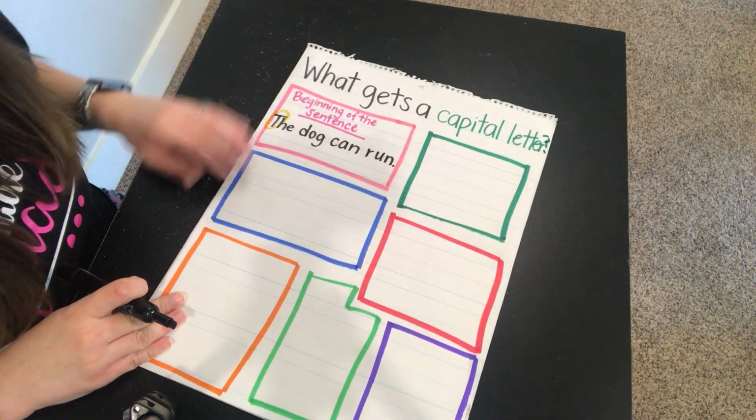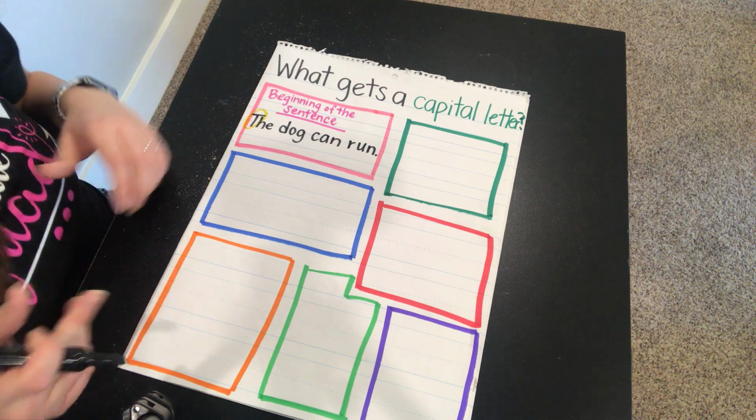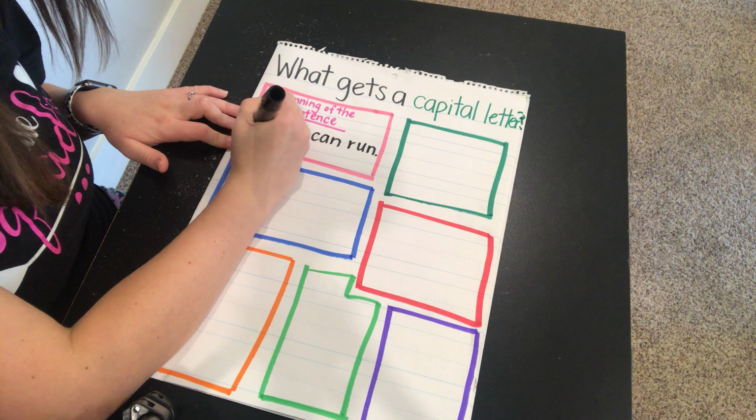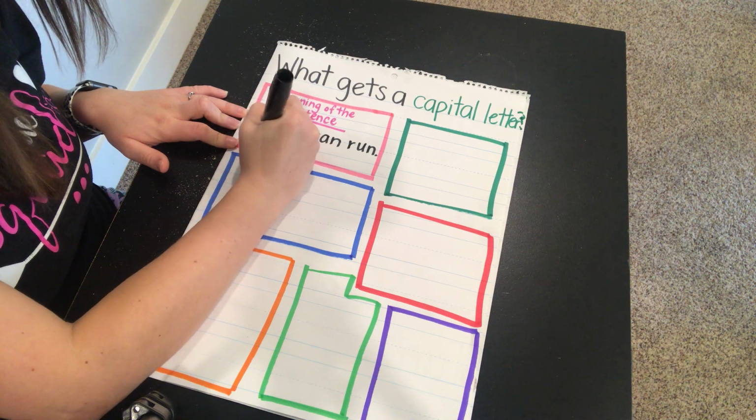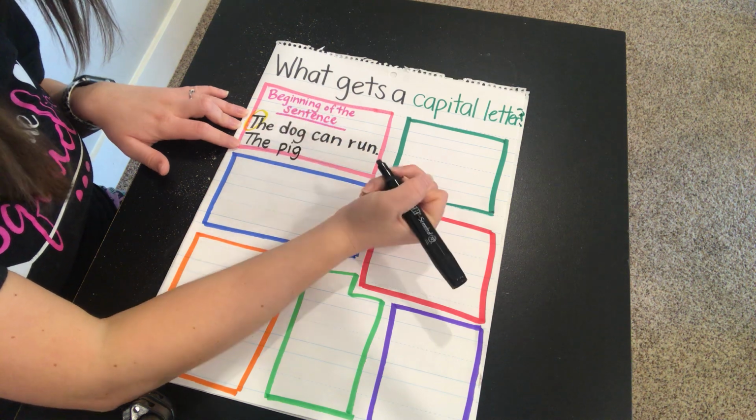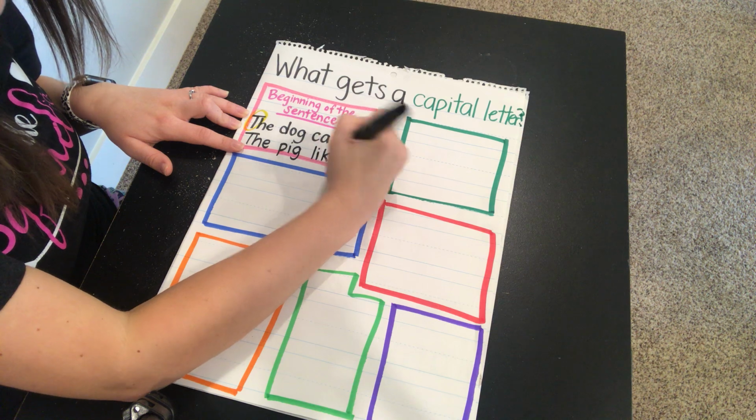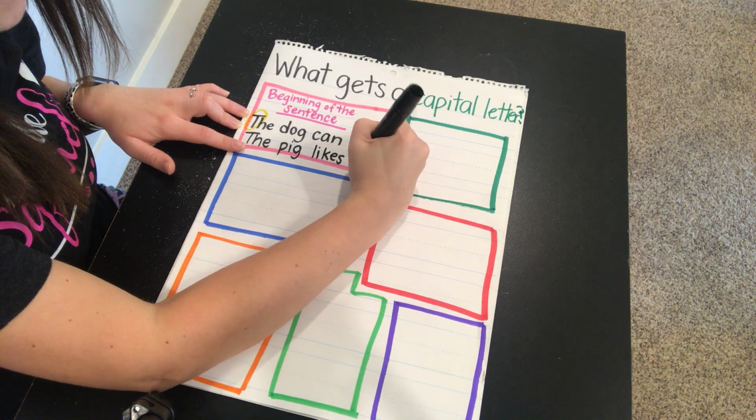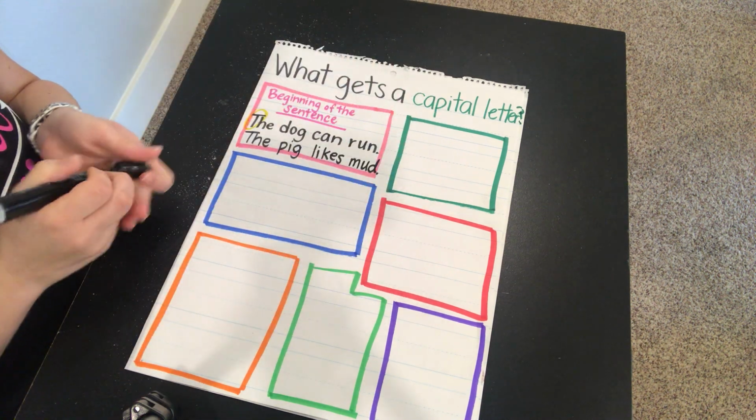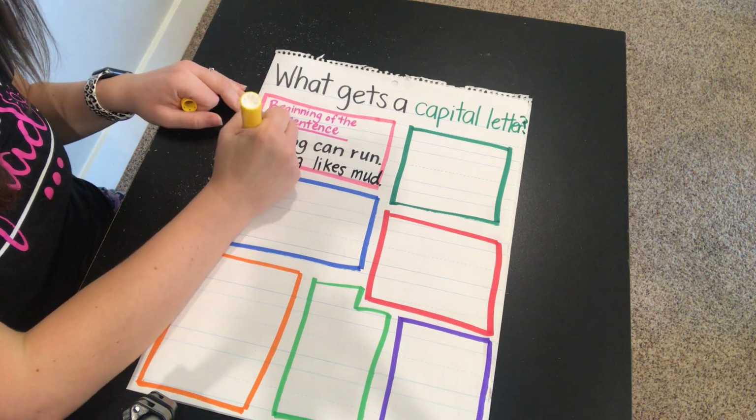Okay. Another example could be the pig likes mud. So I'm going to begin my sentence with a capital T for the pig, the pig likes mud. Alright, so again, my sentence begins with a capital letter.